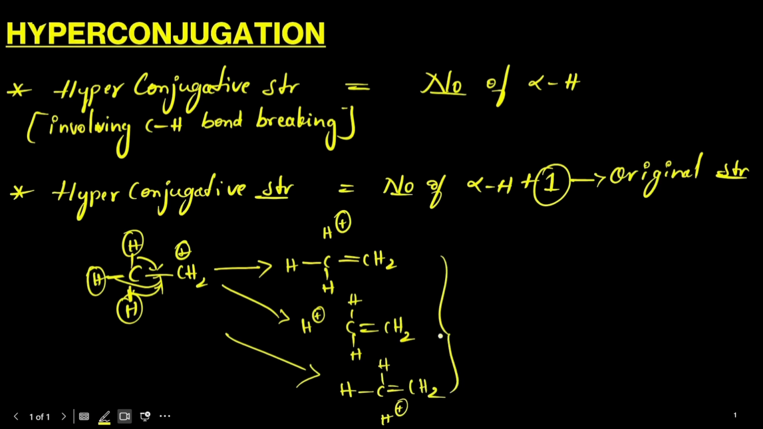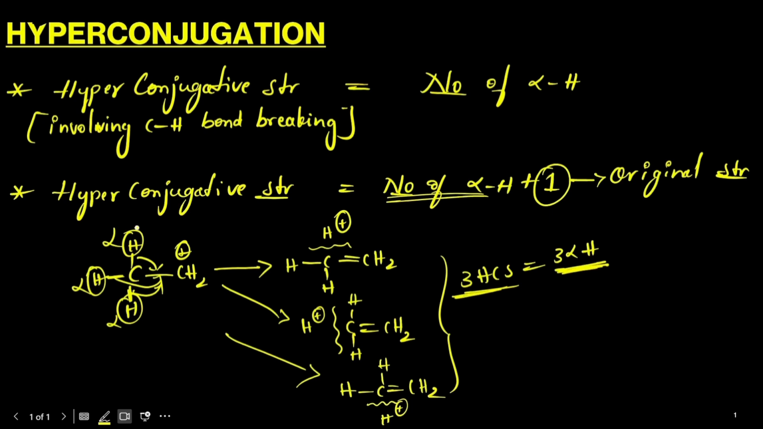These are hyperconjugative structures. How many hyperconjugative structures are there? 3 hyperconjugative structures. How many alpha hydrogens are there? 3 alpha hydrogens. So in this case, here breaking of CH bond is taking place. See, here also breaking of CH bond, here also, and here also. How many hyperconjugative structures are involving carbon and hydrogen bond breaking? It means the number of alpha hydrogen atoms. That is 3 alpha hydrogen atoms, therefore 3 hyperconjugative structures involving carbon and hydrogen bond breaking.